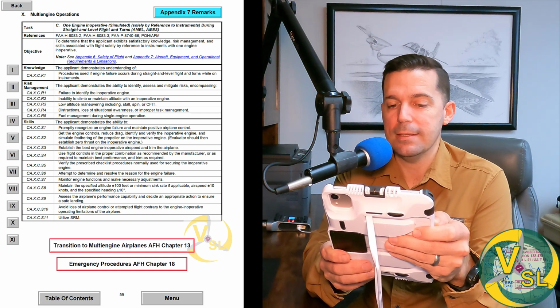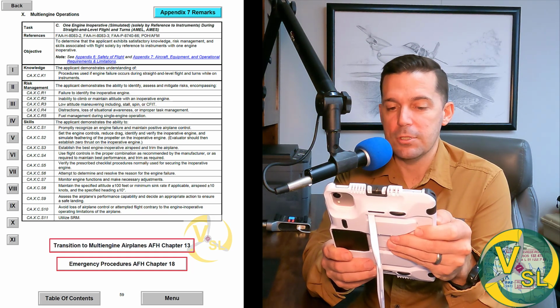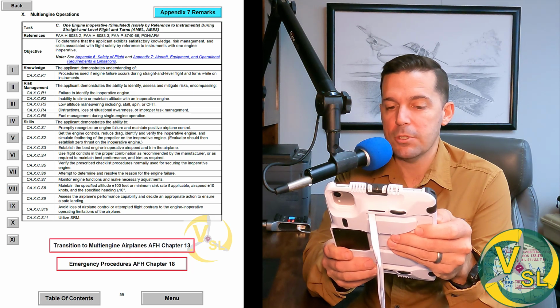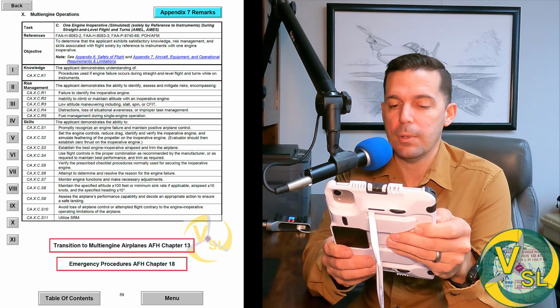Skill 2, set the engine controls, reduce drag, identify and verify the inoperative engine, then simulate feathering the propeller on the inoperative engine. Evaluator should then establish zero thrust on the inoperative engine. Establish a best engine inoperative speed and trim the airplane. So that's Skill 3. Skill 4, use flight controls in the proper combination as recommended by the manufacturer or as required to maintain best performance and trim as required.